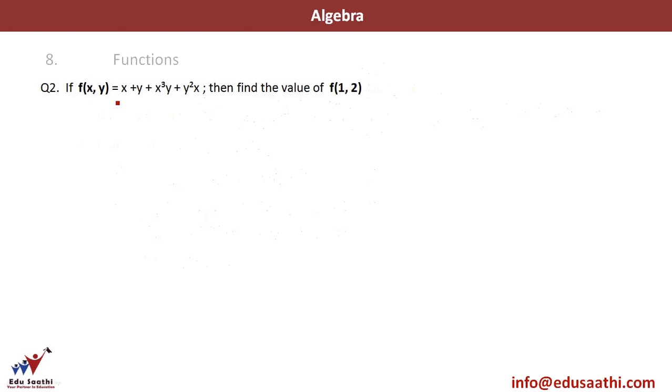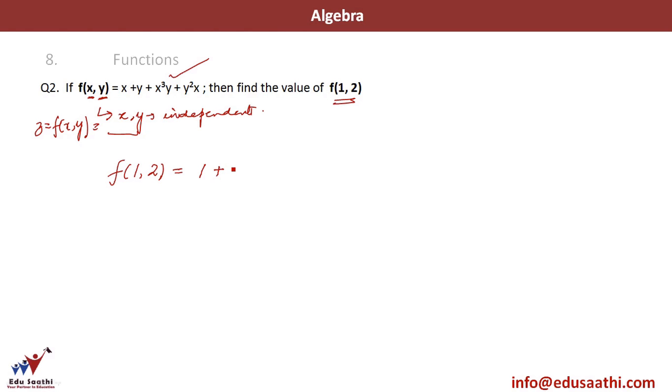Now this question is based upon two independent variables. So the value of x and y both are independent. Let me call this as z is equal to a function. z depends upon the values of x and y and was given by this relationship. The question is find the value of f(1,2). That means you have to put the value of x as 1 and y as 2.